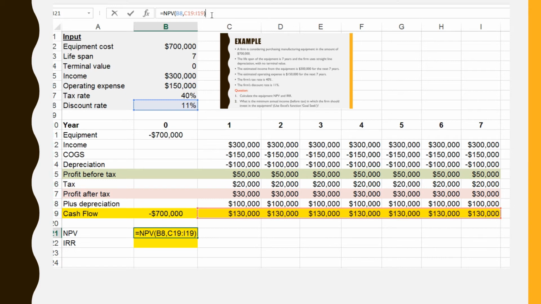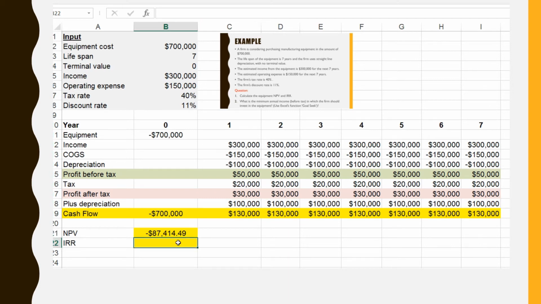But I cannot forget about cash flow in year 0. Therefore, I shall type add, and point the cash flow in year 0. Enter. This is the answer for net present value. As you can see here, net present value is negative, so we should not accept the investment project.